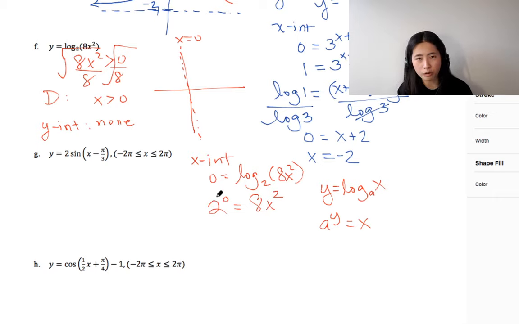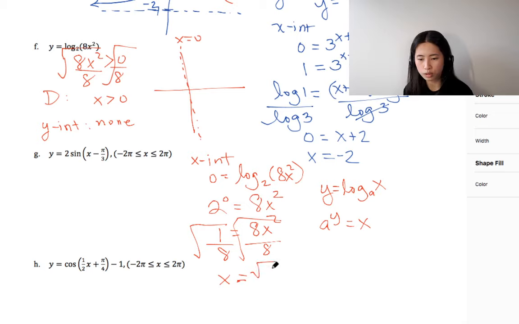So we know that any number raised to the power of 0, right? 2 raised to the power of 0 is equal to 1, right? And then you're going to have 8x squared, dividing both sides by 8, and then you take the square root, subsequently, you're going to get x is equal to square root of 1 over 8, which is square root of 2 over 4, right? So this is approximately 0.354.